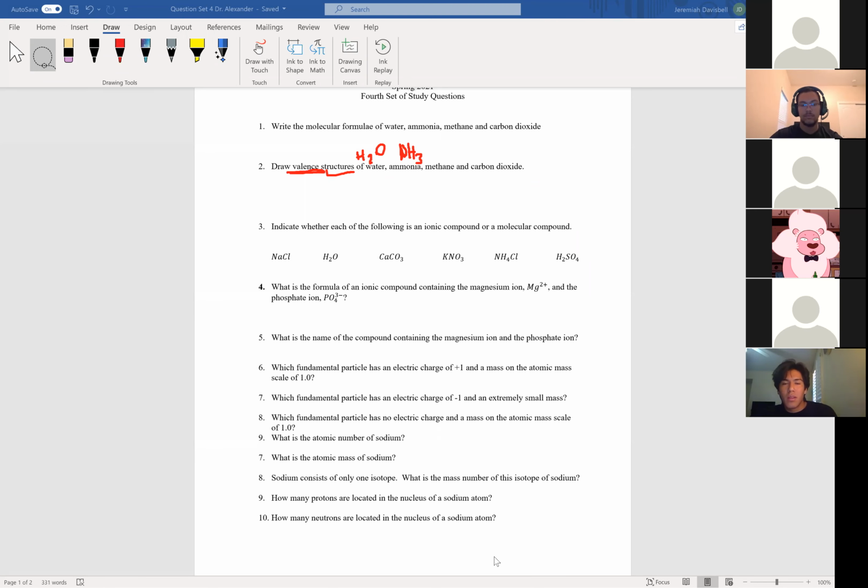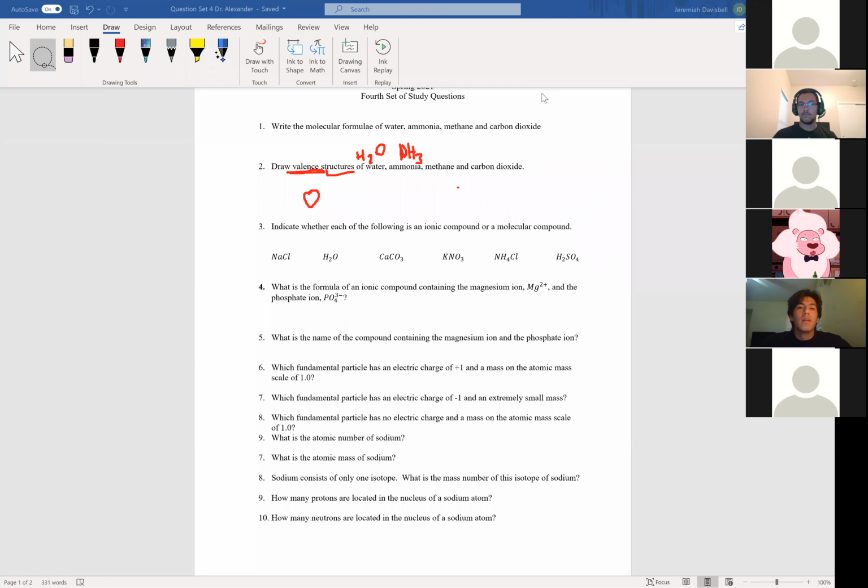You usually want the one that can make the most bonds in the center. In this case, that's oxygen. So let's draw our oxygen right here. How many valence electrons does oxygen have? I see the chat. 6, yes, it does have 6. Give me 1 second, I don't know why it's not letting me. Okay, so that's 6.